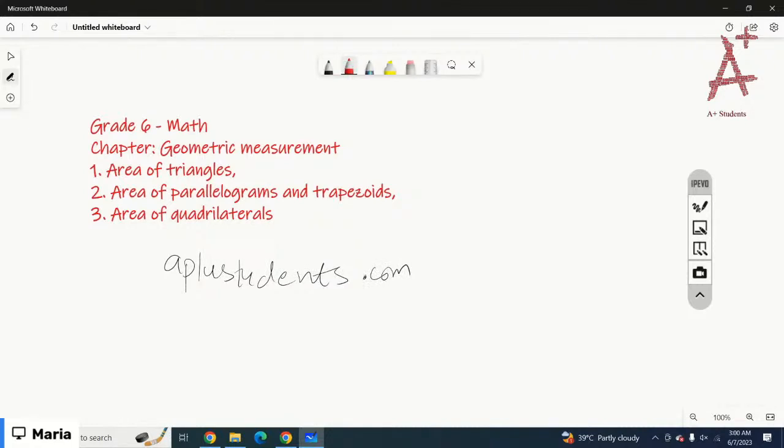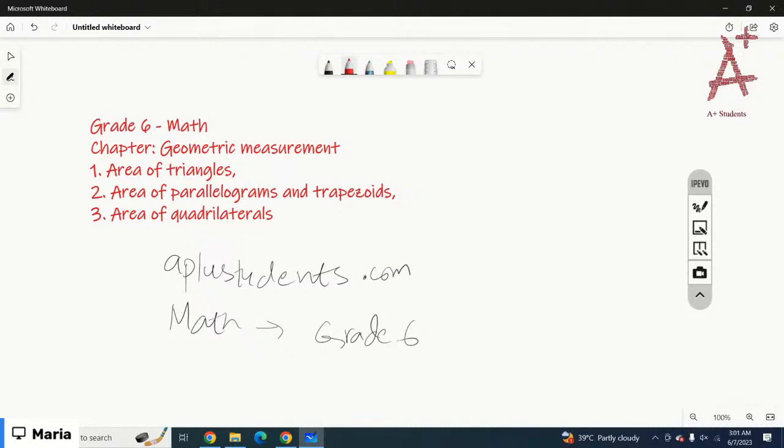You have to log in there using your email address and the password provided by the administrator. Then select math from the subject tab, scroll down to grade 6 and click on view all lessons. There you can find a list of the chapters.